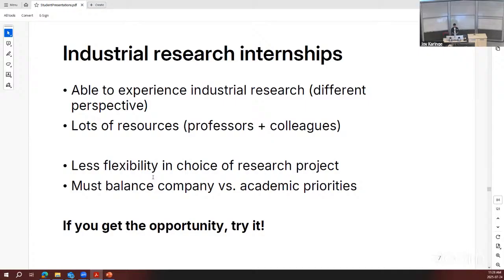But overall, I would say if you're a student and you get the opportunity to do a research internship, you should try it. If you're someone in the industry and you have an opportunity to take a student on for a research internship, I also suggest you should try it.